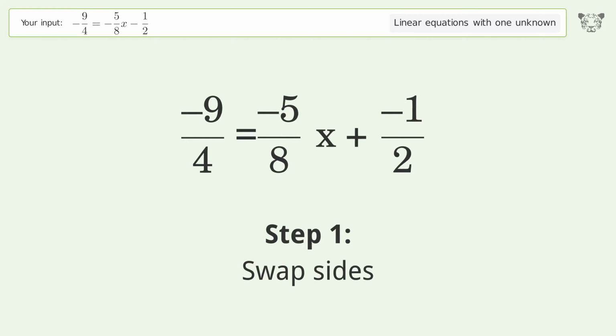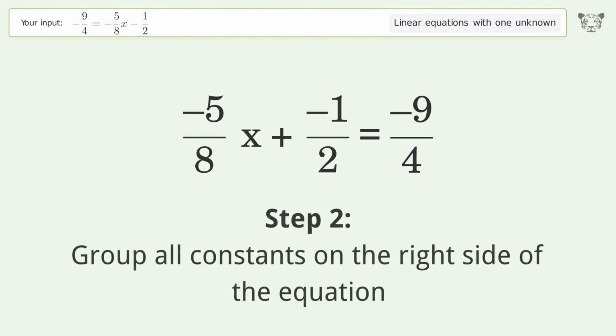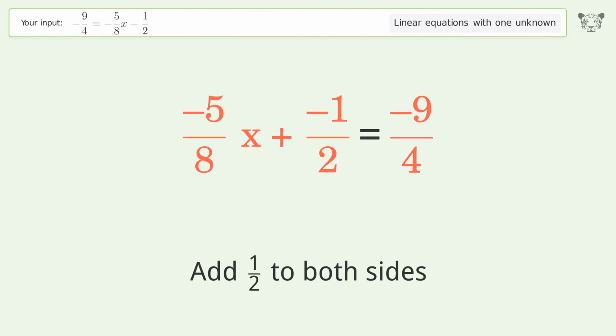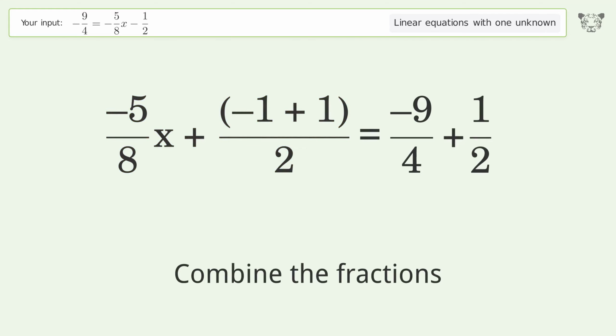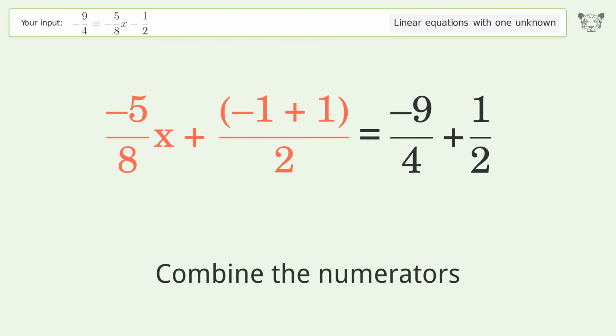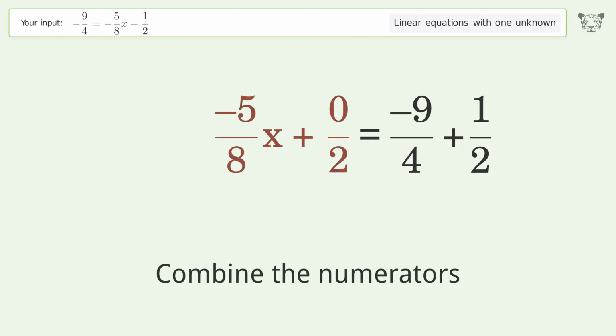Swap sides. Group all constants on the right side of the equation. Add 1 over 2 to both sides. Combine the fractions. Combine the numerators. Reduce the zero numerator. Simplify the arithmetic.